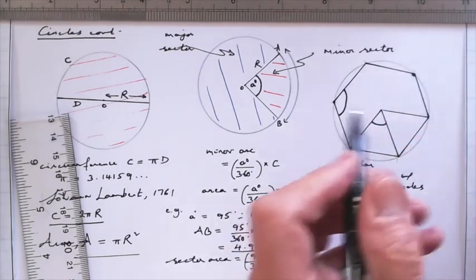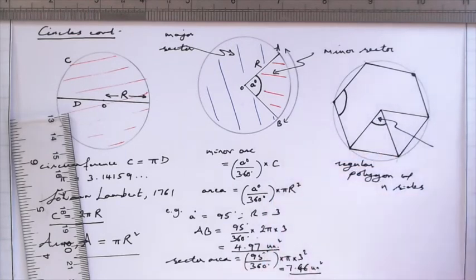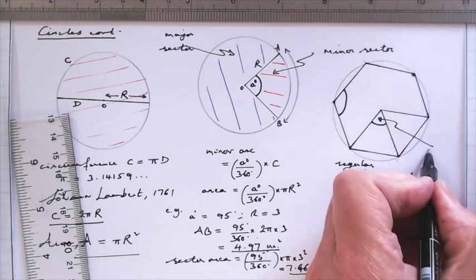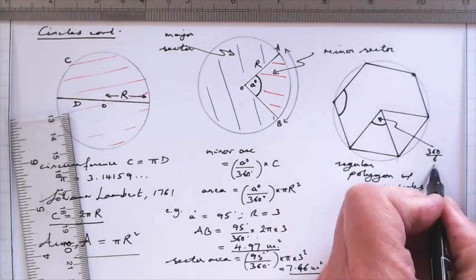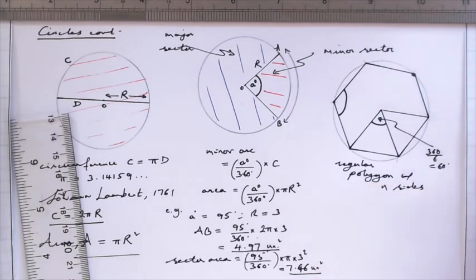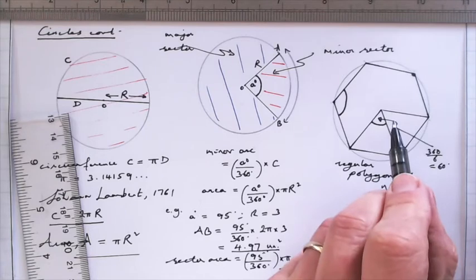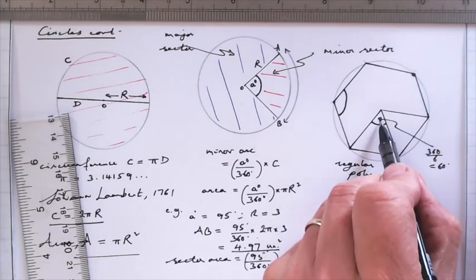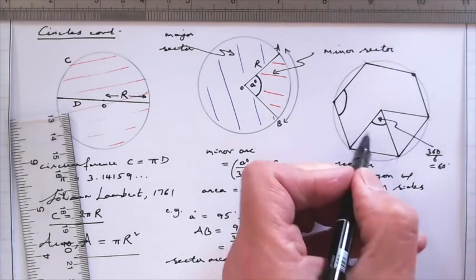Here we have 6 sides, so this angle here has to be 360 degrees divided by that number of sides, which in this case will give us 60 degrees. And then you can see why a hexagon is made of 6 equilateral triangles, because this angle has to be 60, because there are 6 of them in a circle.